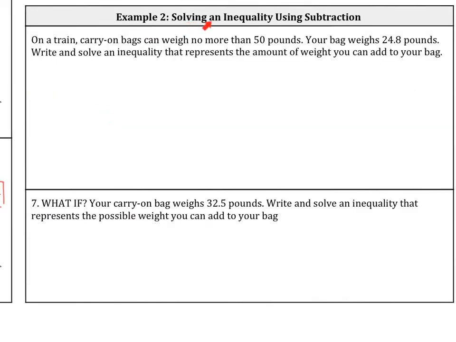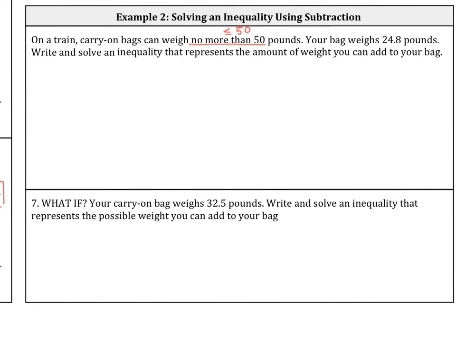Example number 2, solving an inequality using subtraction. And this is a word problem, everyone. On a train, carry-on bags can weigh no more than 50 pounds. Your bag weighs 24.8 pounds. Write and solve an inequality that represents the amount of weight you can add to your bag.